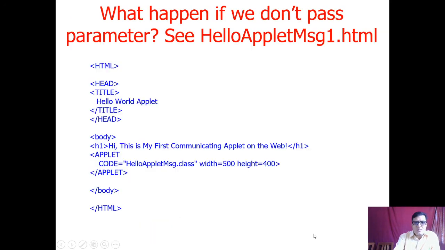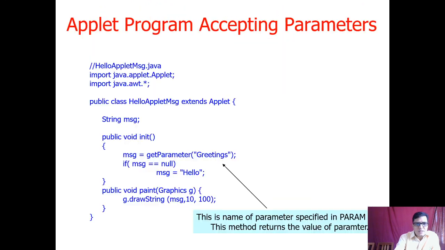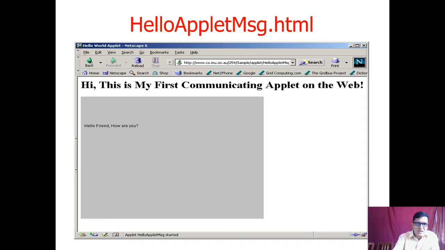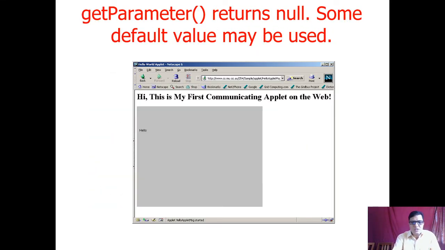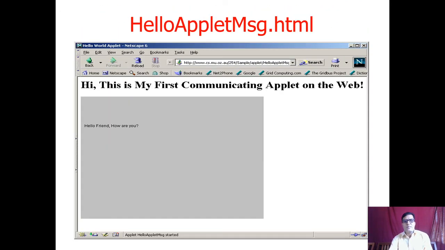For example, if I have not used any param tag in the applet code, and I do the same program, then what happens? If you try to call getParameter, there is no greetings, so it will be treated as null. In the place of null, it will store hello. If the condition is true, the message will be hello, so hello will be stored. Got it?